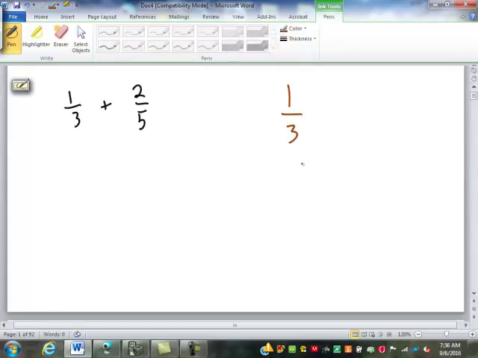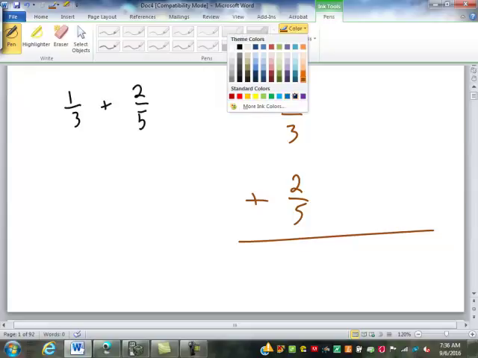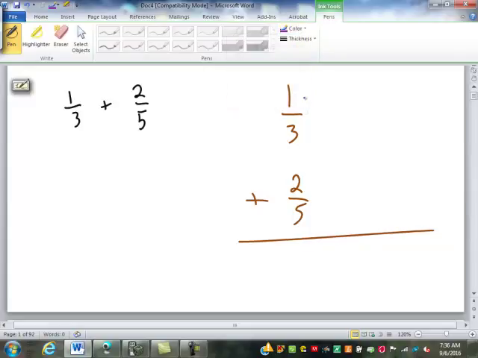So I'm going to write these vertically just because I tend to add vertically. Seems to work best for me. However it works for you is fine. But we need to figure out what are we going to rename these to. Now some of you might be able to look at the thirds and fifths and be able to tell me that the common denominator is what? 15. Good.